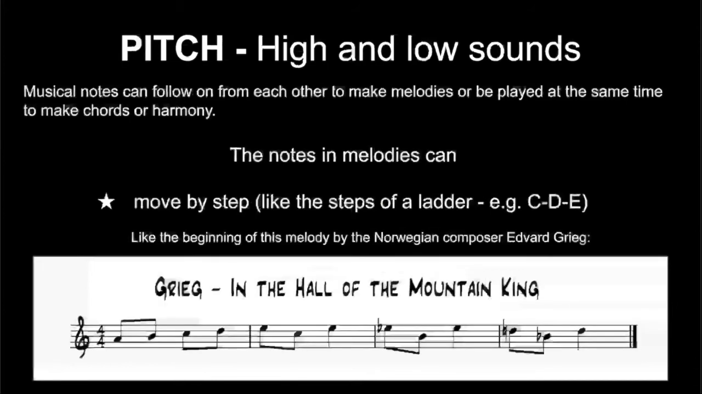The notes can move by step, like the steps of a ladder, for example C to D to E, like the beginning of this melody by the Norwegian composer Edvard Grieg. The first 5 notes are A, B, C, D, E. And then it starts to leap around a little bit.